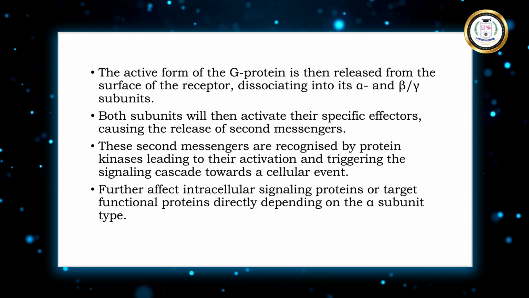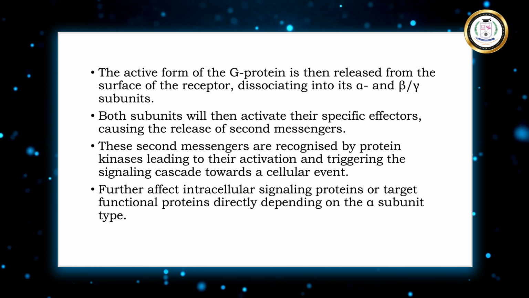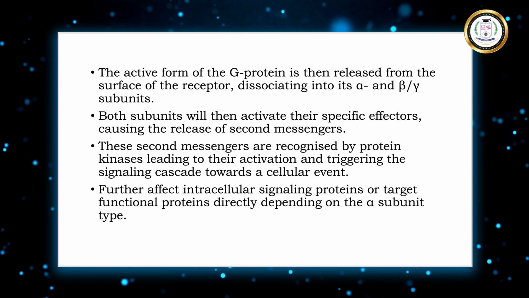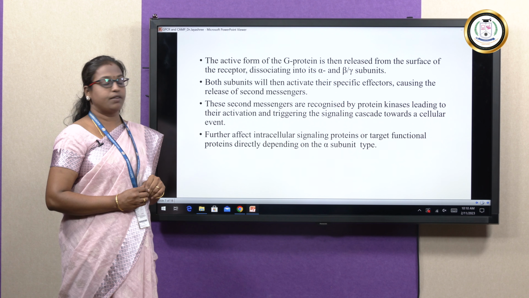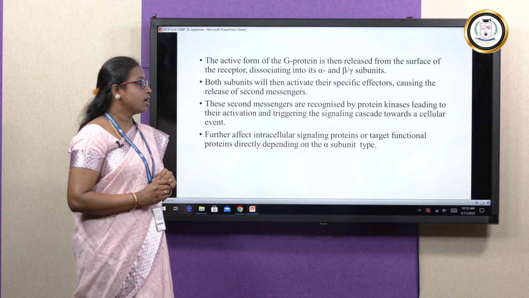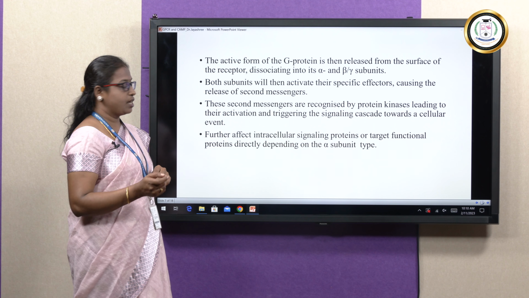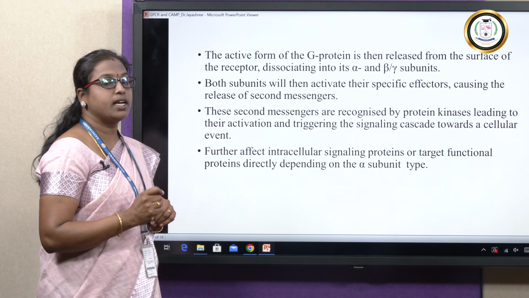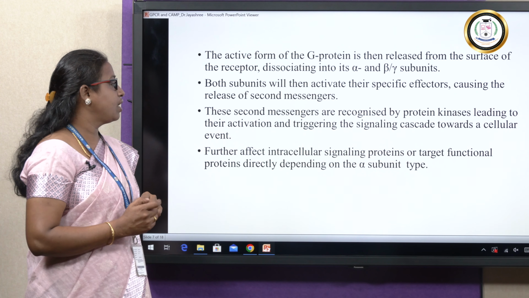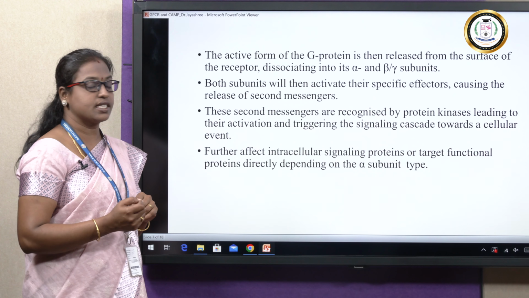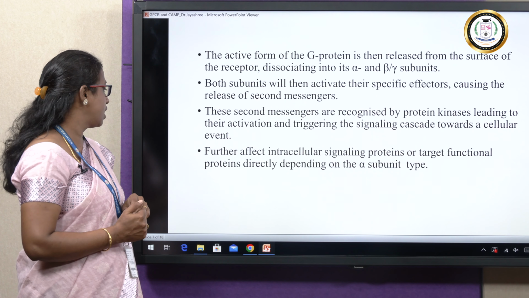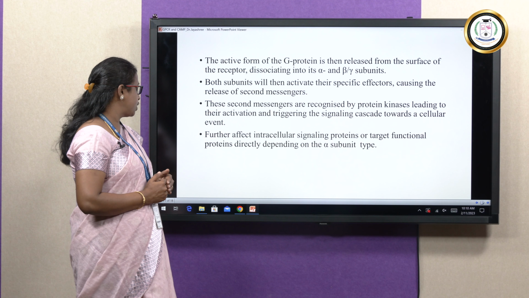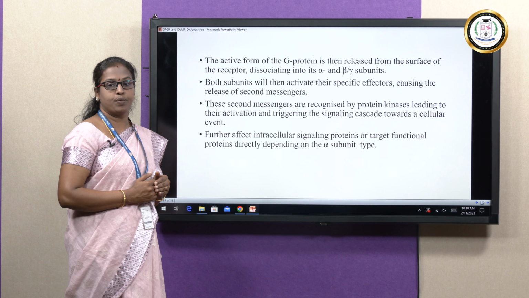The active form of the G protein is released from the surface of the receptor, dissociating into alpha and beta-gamma subunits. Both subunits will activate their specific effectors, causing the release of secondary messengers. These secondary messengers are recognized by protein kinases, leading to activation and triggering the signal cascade toward the cellular response. Further, they affect intracellular signaling proteins or target functional proteins directly, depending on the subunit type.